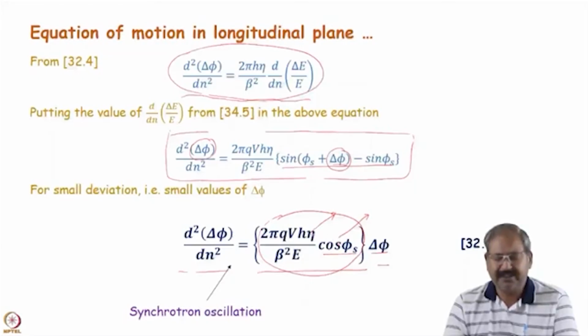Now you can check, which we have seen earlier, that below transition phi s should be on the rising edge, and above transition phi s should be on the falling edge of the RF field. Because this is now a simple harmonic oscillator equation, we can get an ellipse similar to the transverse plane in the delta phi and delta E plane.